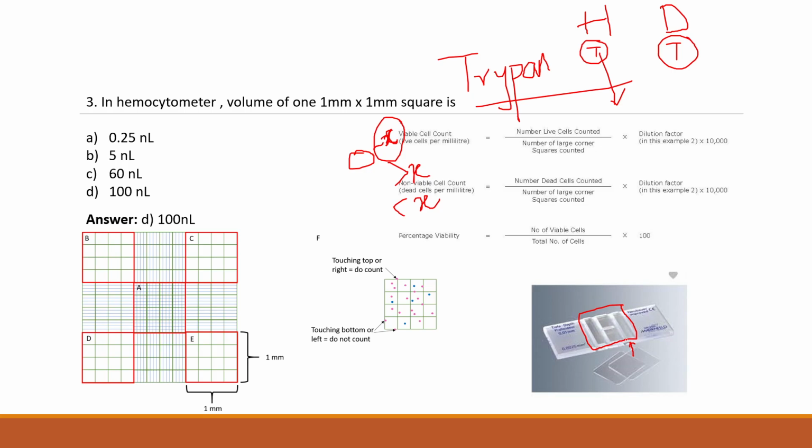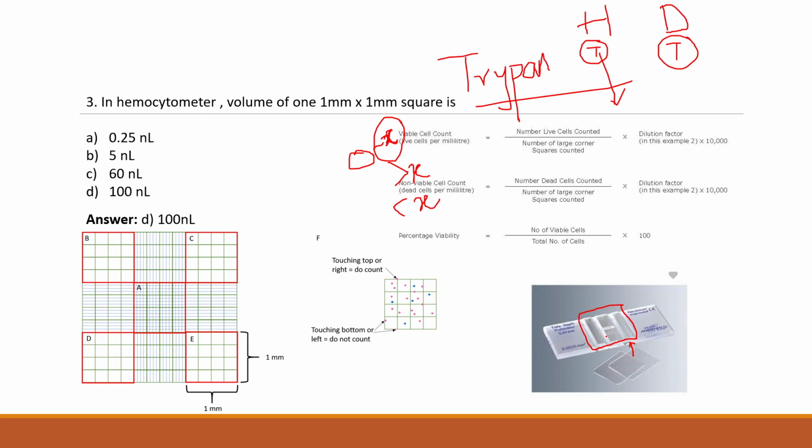Once you load it in this groove, slowly it will go automatically and spread evenly throughout your grid section. If you pour one drop directly on this and put a cover slip, then it will make a mess. So place your cover slip and load it into this groove, it will spread evenly. This is how you count your cells.